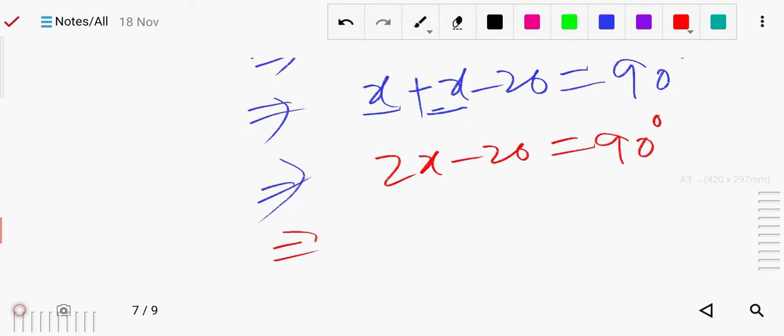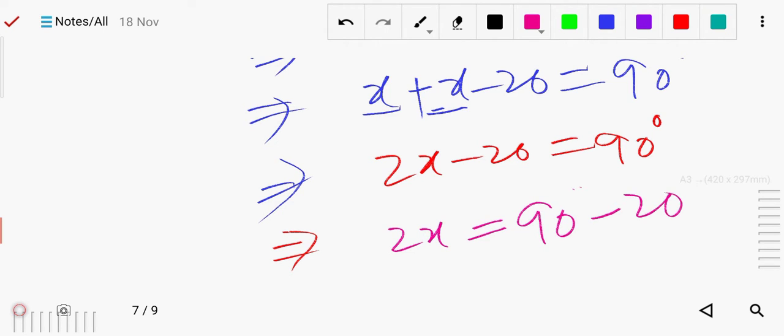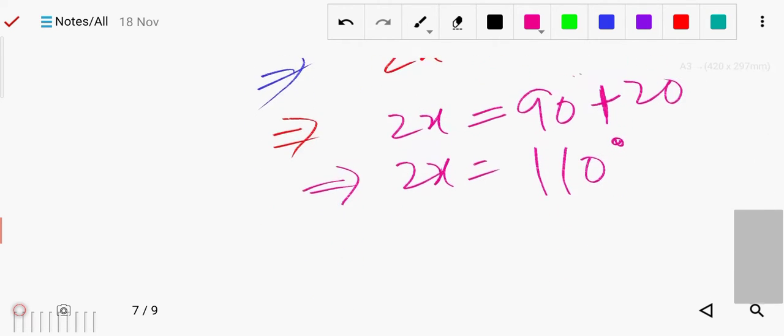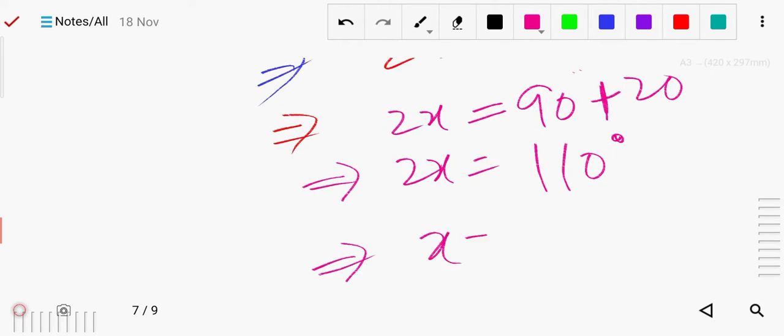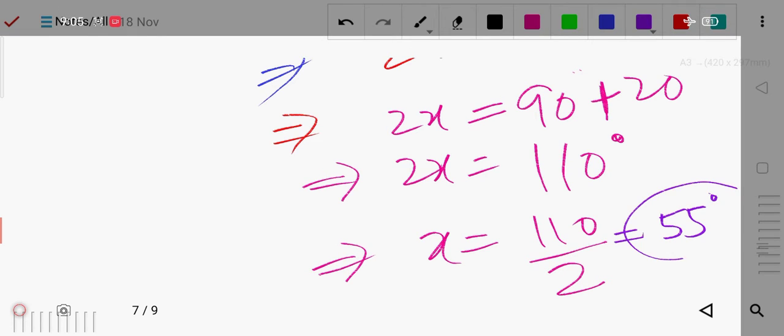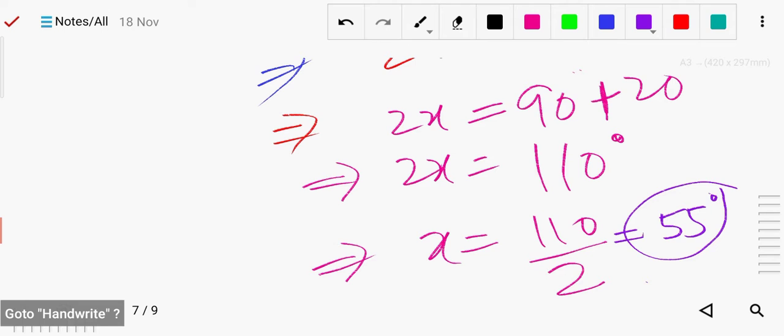Okay, now 2x, the 20 will go to that side, so 90 degrees plus 20. Sorry, this side will be plus because this side is minus, so it will be 110 degrees. So you can find the value of x. 110 divided by 2 equals 55 degrees. So we got the value of x. What is the value? 55 degrees.